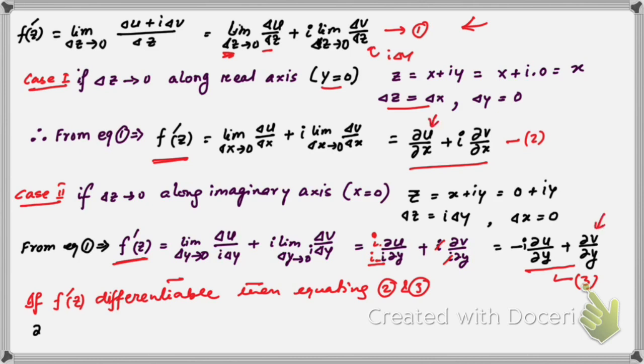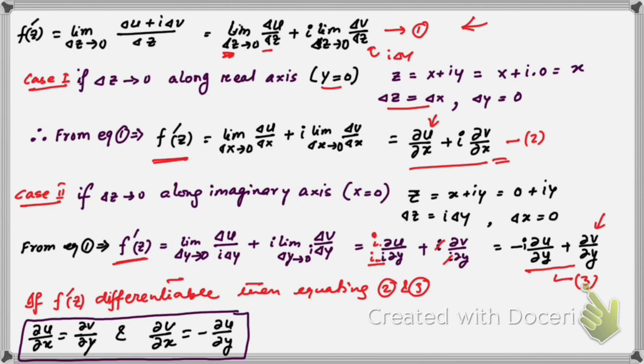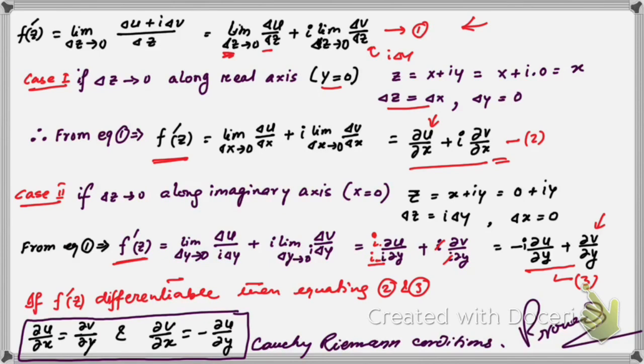okay? Del u by del x will be equal to del v by del y. This is the first condition of Cauchy Riemann condition, okay? And the next one, if you compare the imaginary part, this one, del v by del x with this, both consist I, so both are imaginary part, then you're gonna have this result, okay? So these are the Cauchy Riemann conditions, right? Cauchy Riemann conditions. So hence it is proved, okay?